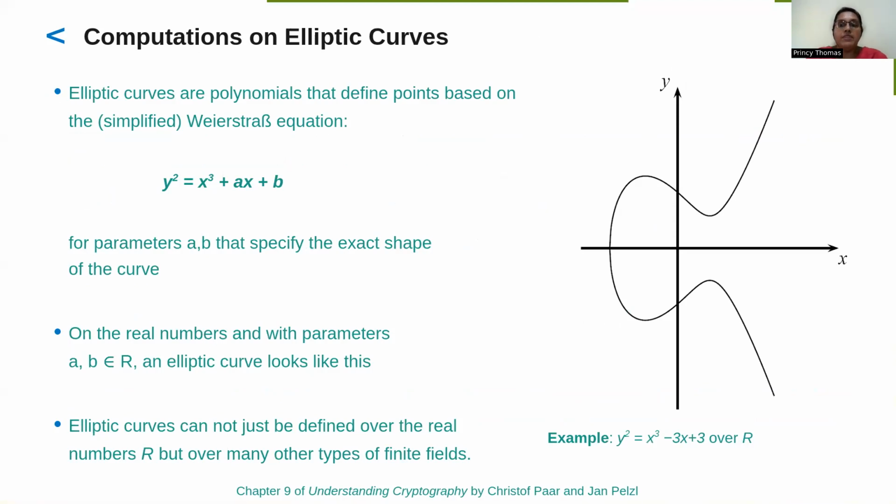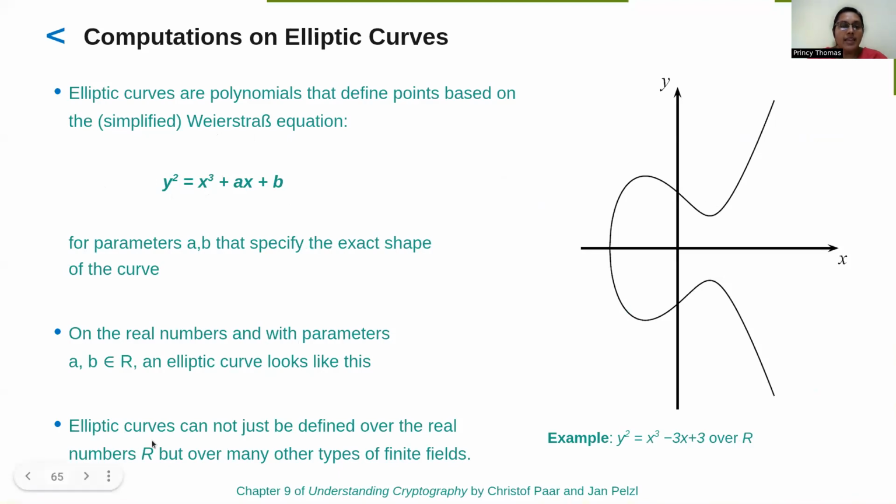Now elliptic curves, you can see on the right hand side, this is the shape you will have for an elliptic curve. We're going to look more at it. Elliptic curves are polynomials that define points based on the simplified Weierstrass equation. The equation is y square is equal to x cube plus ax plus b, where a and b are elements of the real numbers. And this a and b determine the exact shape of this particular curve.